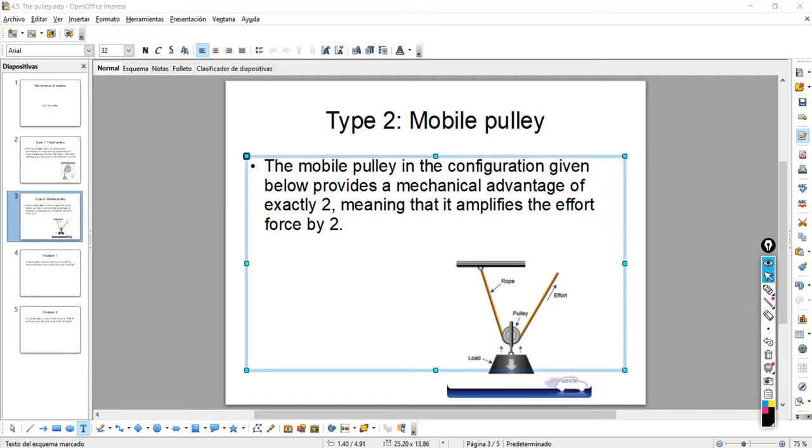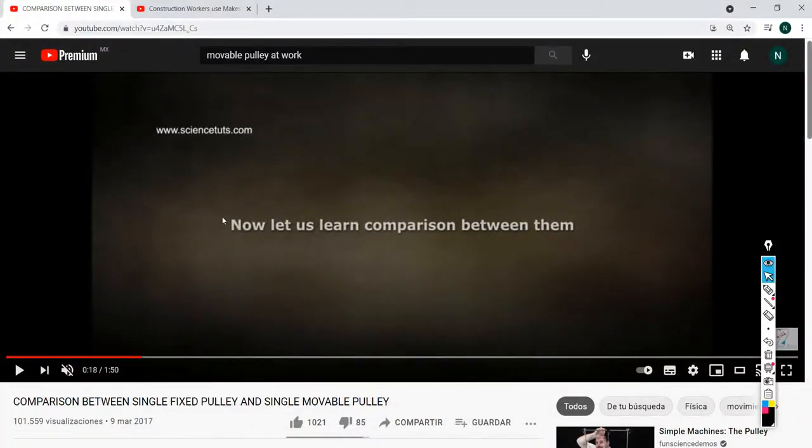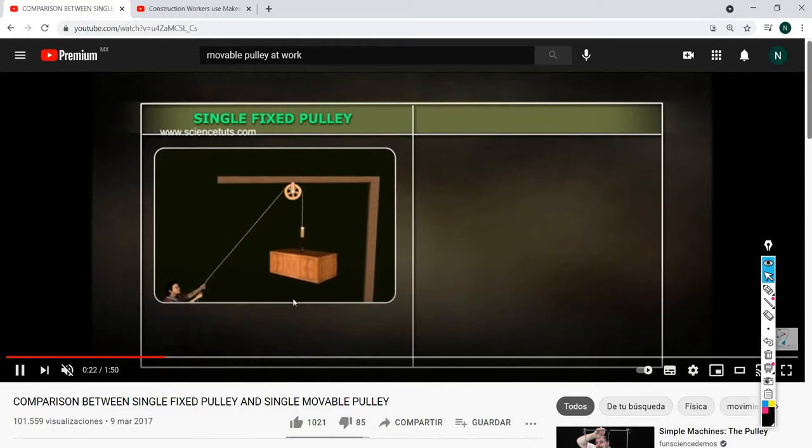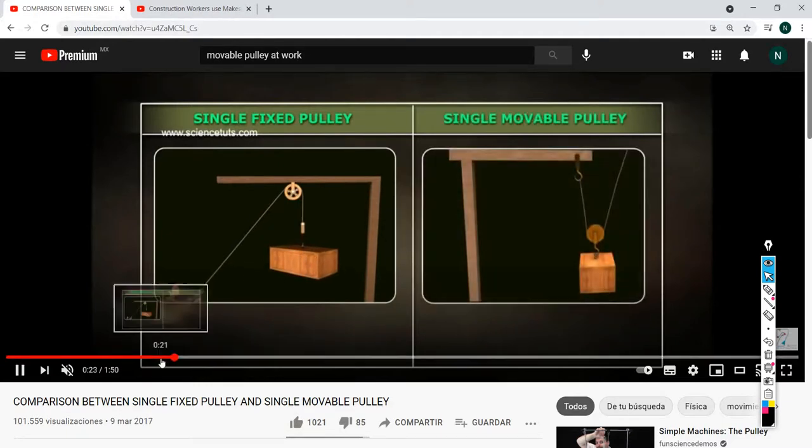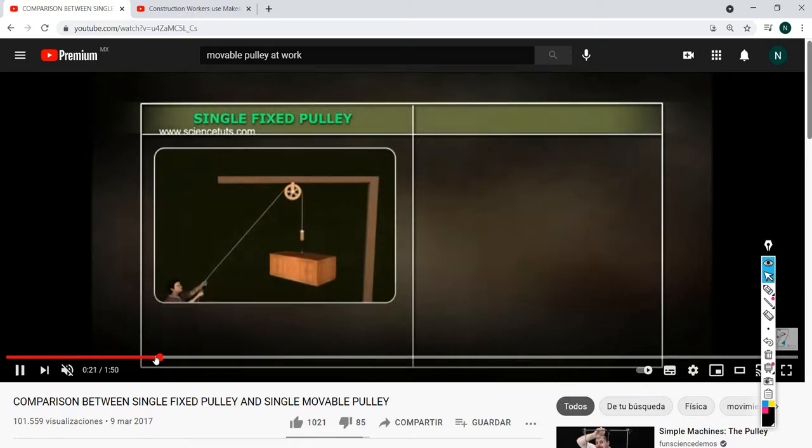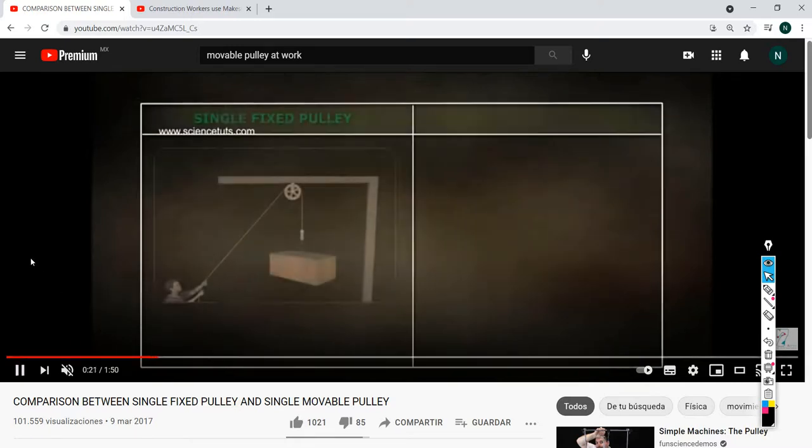Let me tell you how they work. Take a look at this video. Okay, so this is the fixed pulley. You are the user, you're applying the effort in this direction, and the load is being raised. So it just works like that. It's a very simple idea.